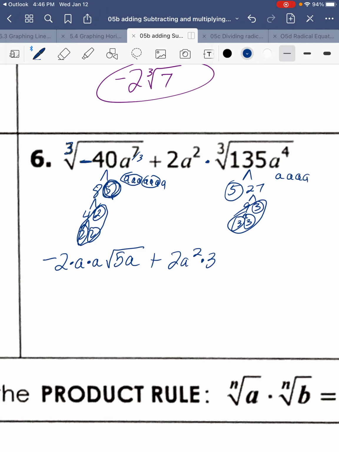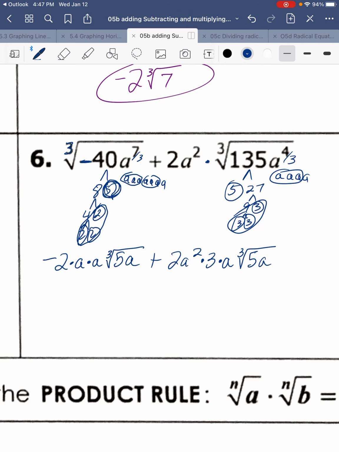A to the 4th. You can say 4 divided by 3. How many groups can you take out of 4? Well, it's going to be 1. So it's going to be an a that comes out with an a left over on the inside. And so we have a 5a left on the inside. I did see back here I left off a cube root.